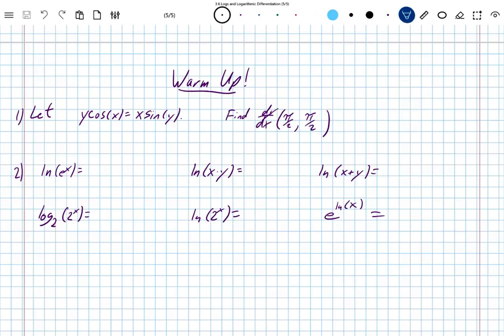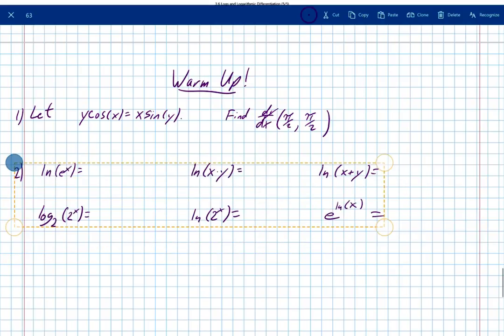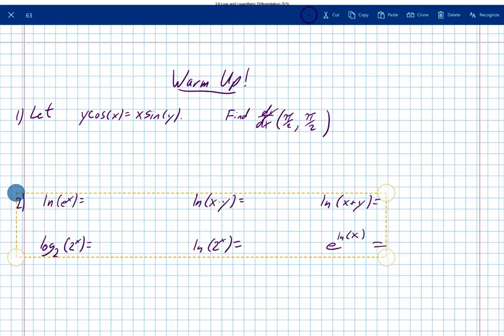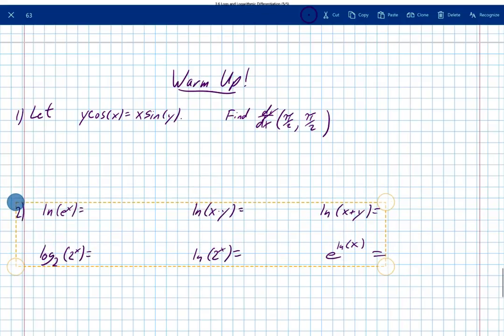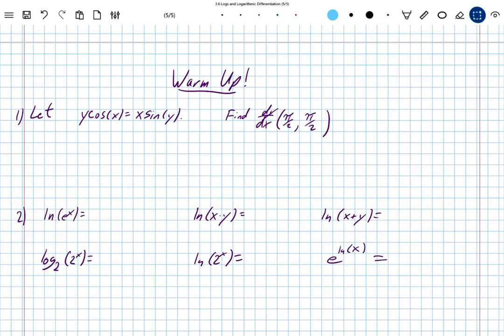Okay, hopefully you gave them a try. Let's go through this real quick. I'll give myself a bit of room here to do this. Looks like it's an implicit differentiation problem. The way this equation is written is implicitly, because those y's aren't isolated. When we isolate the y's, we call it explicit. So let's implicitly differentiate this implicitly defined equation here.